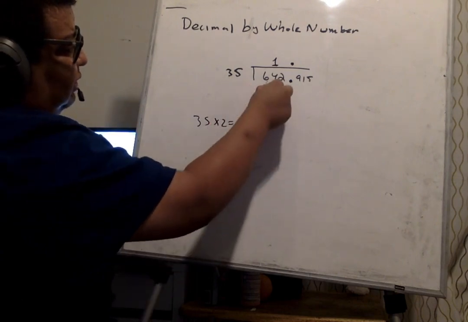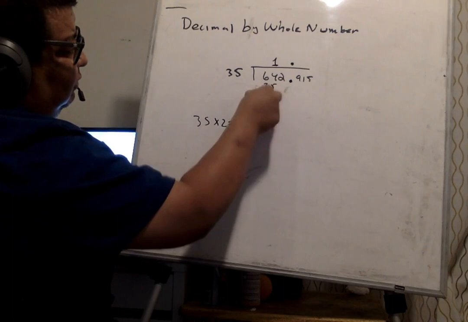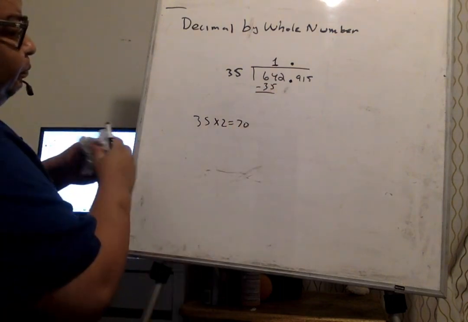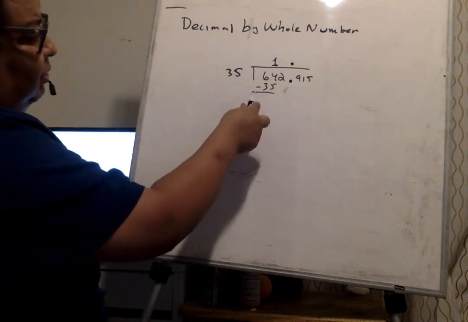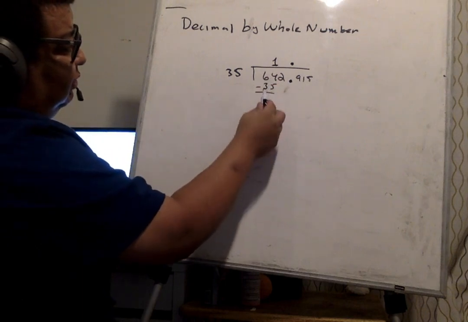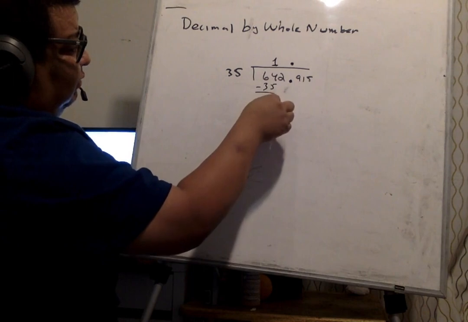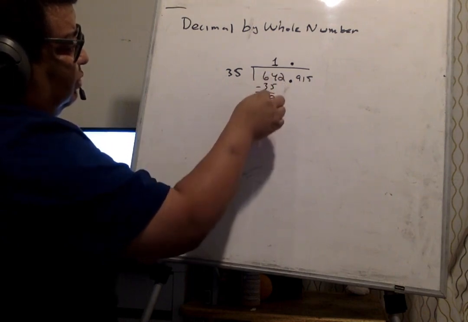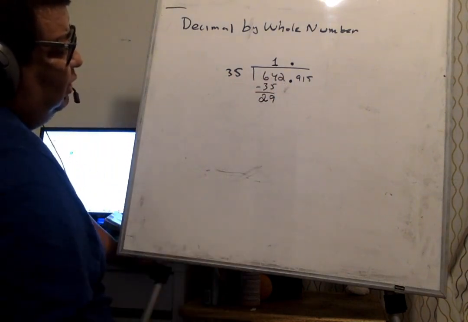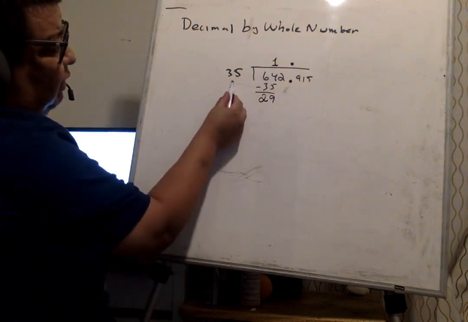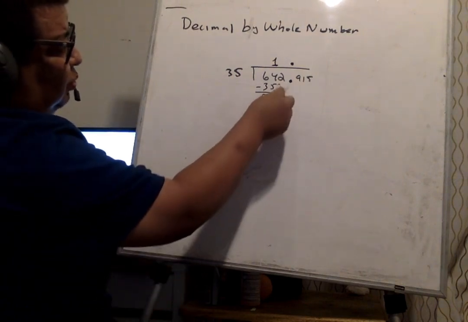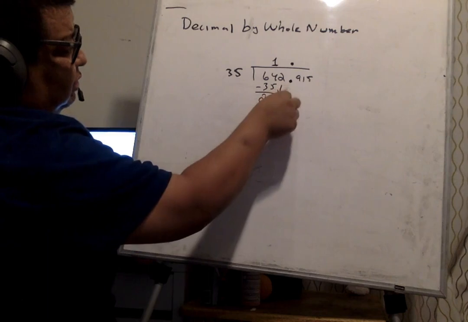Now 1 times 35 is 35. Now 64 minus 35: 14 minus 5, that's 9. This becomes 5, and 5 minus 3 is 2. So that's 29. Does 35 go into 29? No. So we bring down the 2.